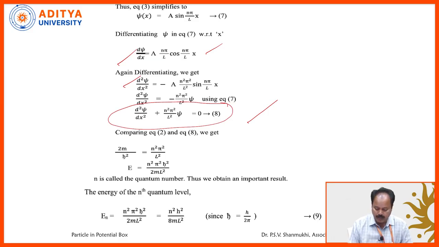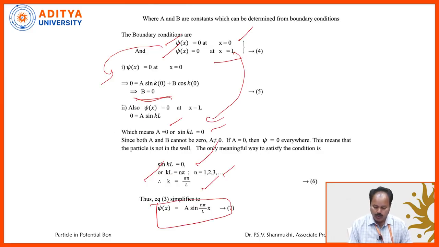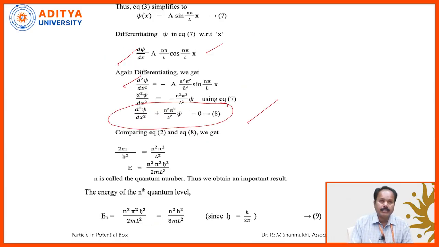You equate this one to equation number 2. So what do you get here? Equation number 2, that is 2m by h cross square is equal to n square pi square by L square. From that one, you just get 2mE by h cross square is equal to n square pi square by L square. From that one, you will get E is equal to n square pi square h cross square by 2m L square. So you give different values to n, you will get different energy values.